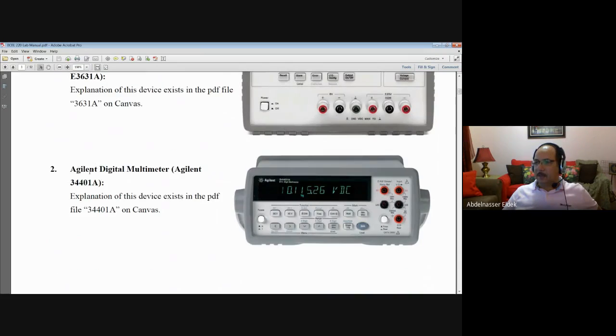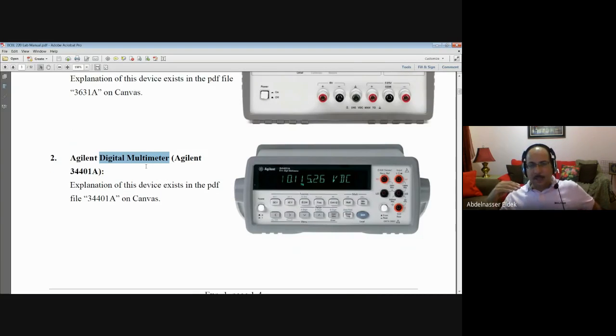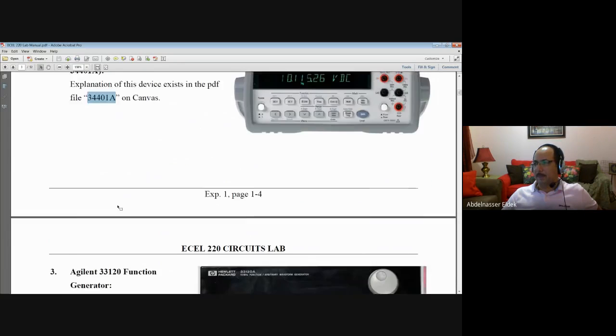The second device is called the Agilent digital multimeter. A multimeter is a device that is used to measure voltage, measure current, measure resistance, and measure some other elements like capacitance and so on. So this is a device that exists in the lab. And you will find the file called 34401A on Canvas that explains how this works.